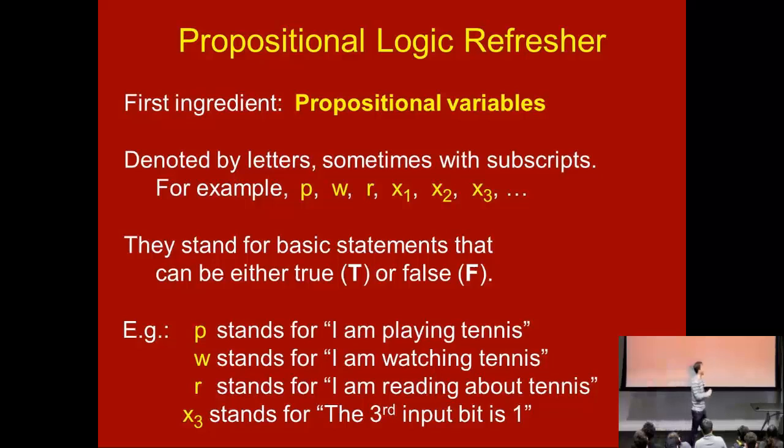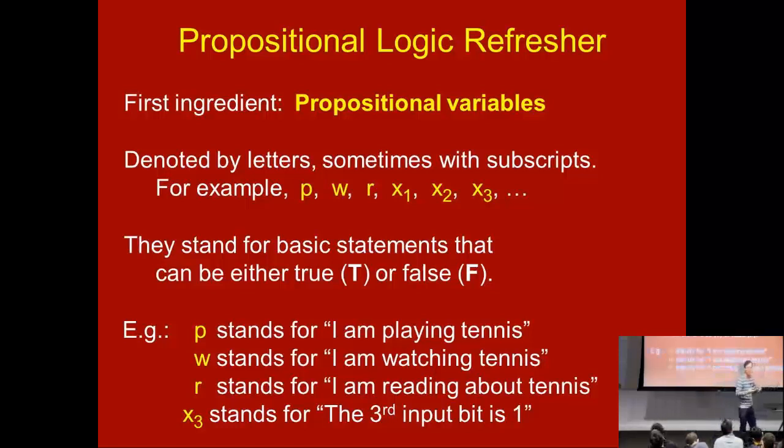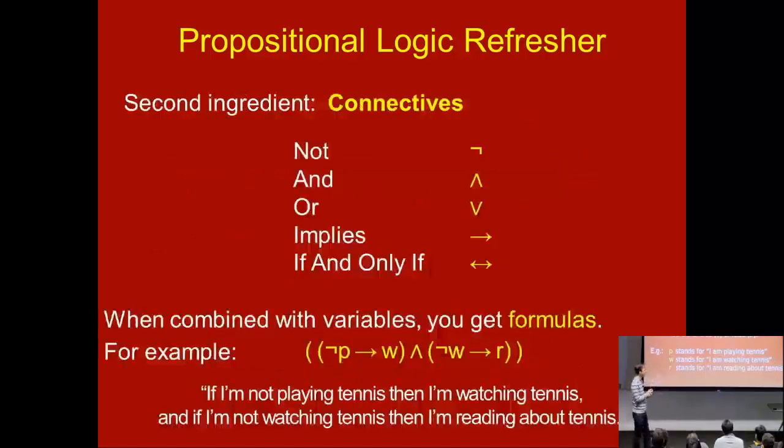Okay, so propositional logic has a couple of ingredients. The first ingredient is propositional variables. We usually write those as letters like P or W, or X1, X2, X3 if we're feeling mathematical. They stand for basic statements that can be either true or false. For example, in the logic textbooks, they're always about English language concepts. Like P stands for I'm playing tennis, and W stands for I'm watching tennis. R stands for I'm reading about tennis. The Australian Open is coming up soon, so I had tennis on my mind.